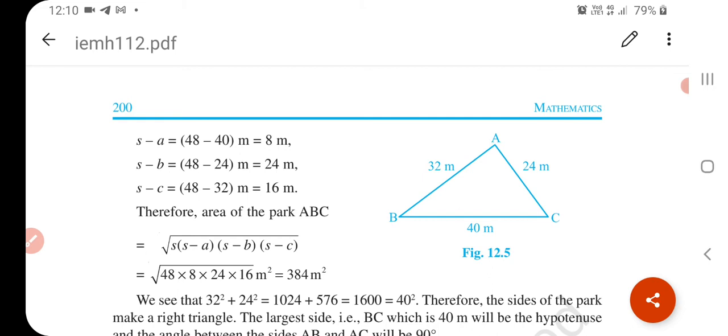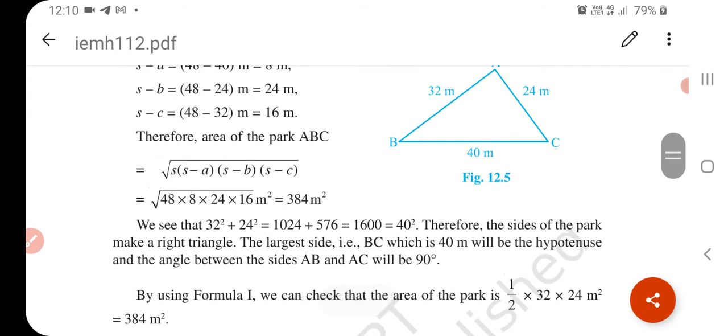Therefore the sides of the park make a right triangle, with the largest side being BC. We see that our answer is 384 meter square. Now if we want to look at it from another side, using the altitude, we see that 32 square plus 24 square is equal to 1024 plus 576, that is 1600, and that is 40 squared. Therefore the sides of the park make a right triangle. Here we find that the sides form a right angle triangle, that is BC, which is 40 meter, will be the hypotenuse and the angle between the sides AB and AC will be 90 degrees.